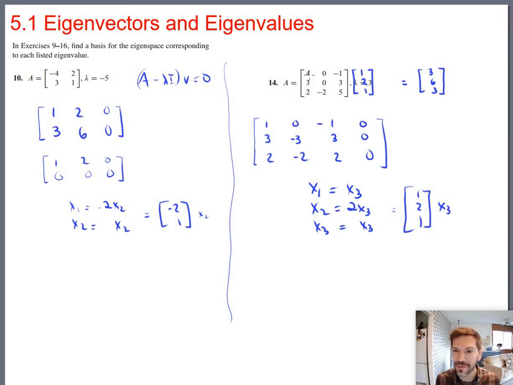1 times 4, 0, so that's 3. 3 is 6, and 2 minus 4 is negative 2, plus 5 is 3. Yep, it works. Okay.